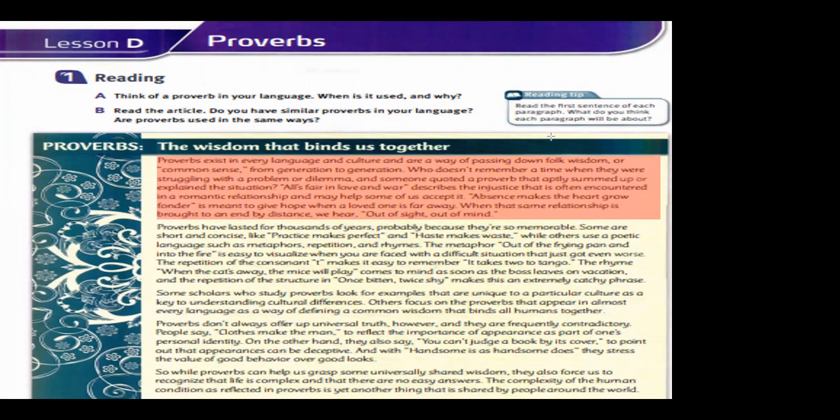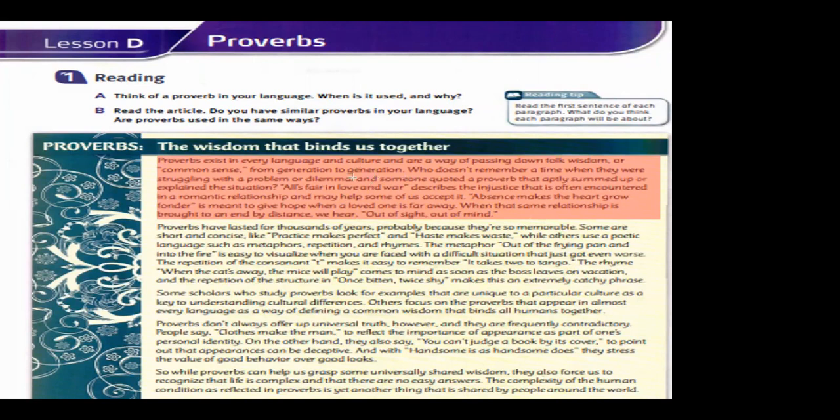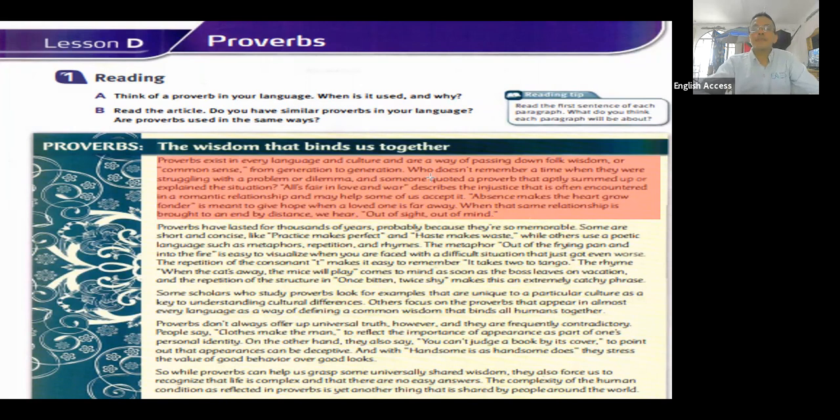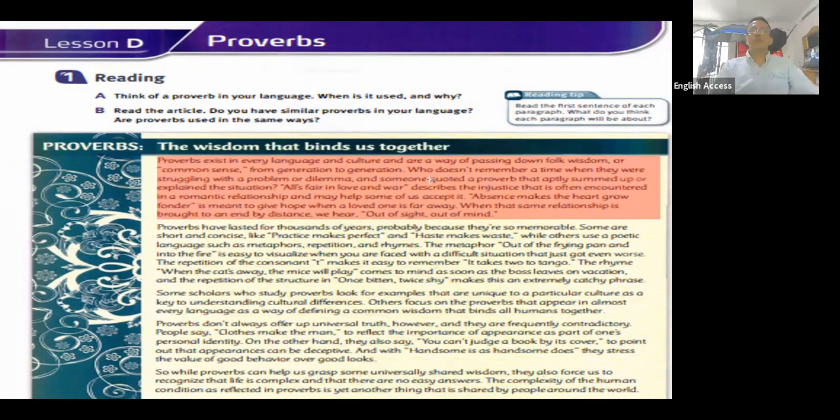All the cultures or the countries have the proverbs now? Yes. Anybody else, please? Okay. Well, I understood that the proverbs exist in every part, in every way of living, that we can use it in any situation. Yes.